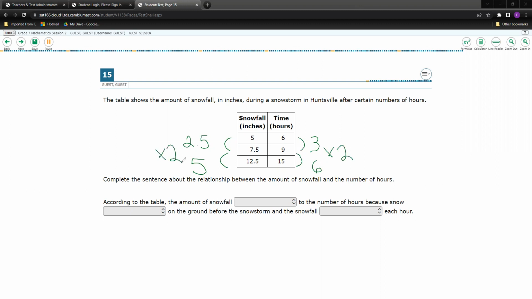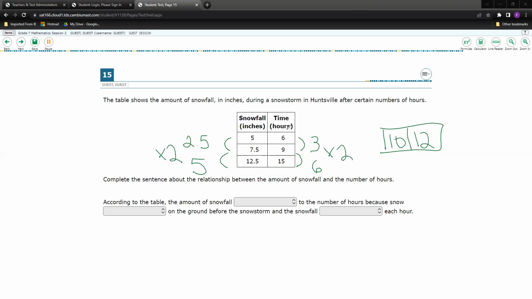So even though the table is missing the value of 10 and 12, if it had 10 and 12, we would go at a constant rate of 3 and 2.5 inches of snow. So there is obviously a proportion here.